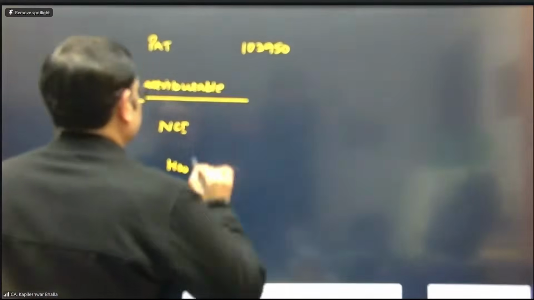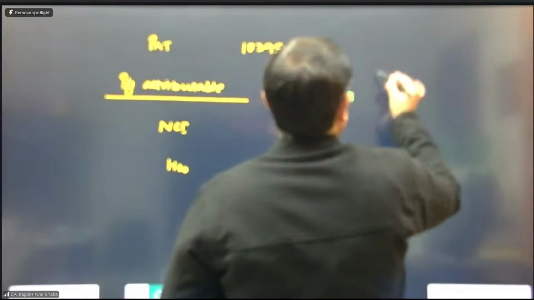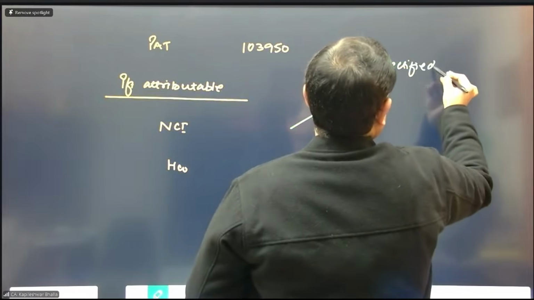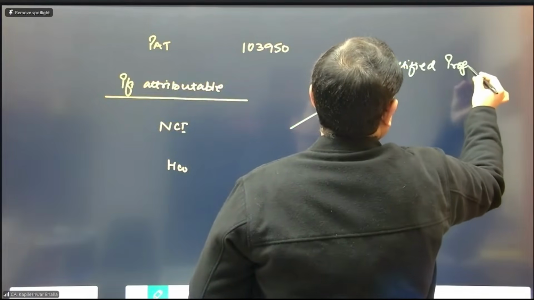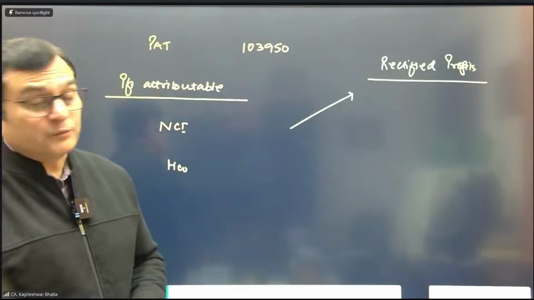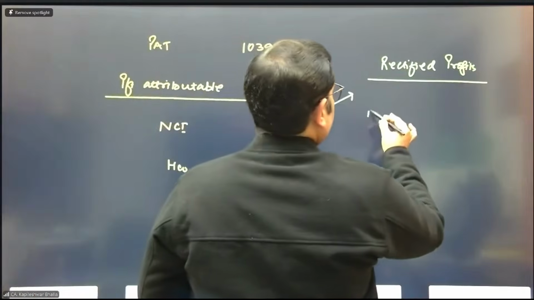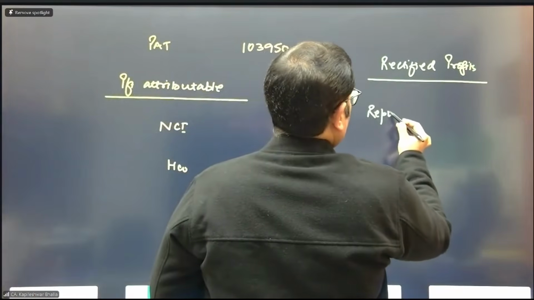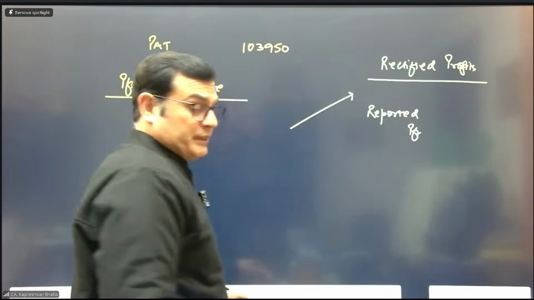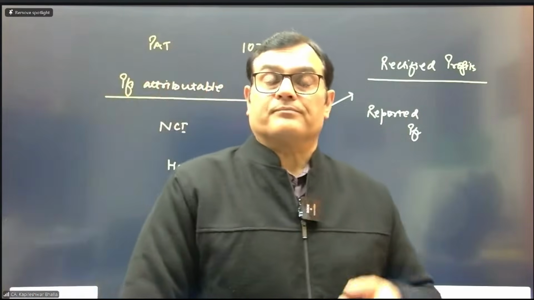So when we consider the NCI share in profits, undoubtedly we need the rectified profits as we decided earlier in the consolidated P&L. So we take the reported profits and convert that. Let's consider the reported profits. And then we need to take care of three adjustments.